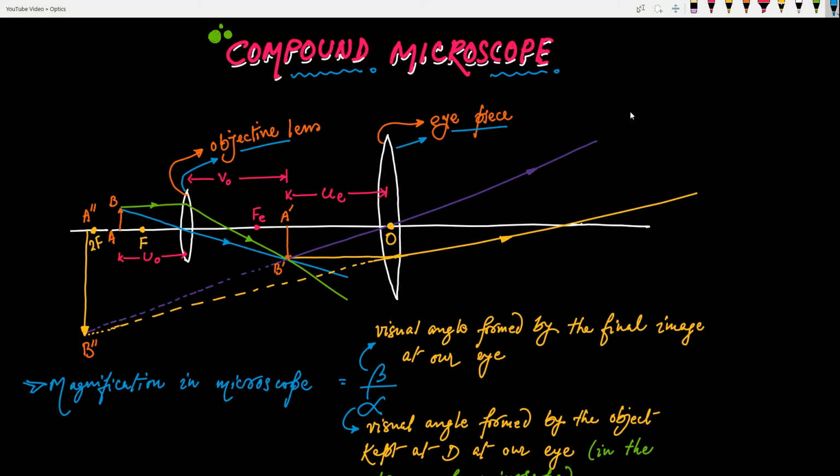Okay, I hope this is clear. Now, the objective lens is small, therefore it will have a smaller focal length, whereas the eyepiece is bigger than the objective lens, therefore it will have a bigger focal length. Okay.